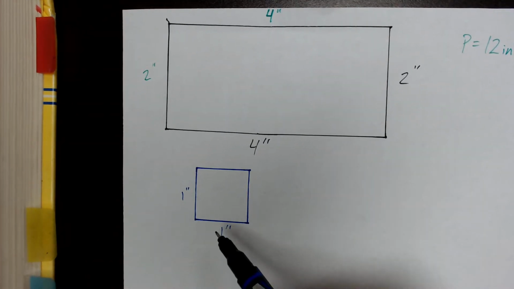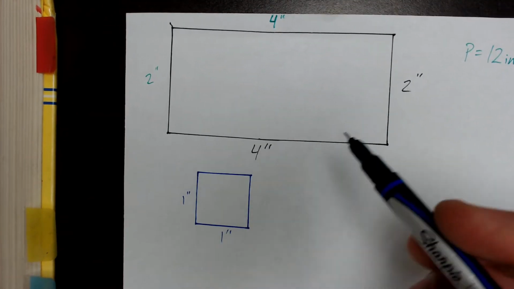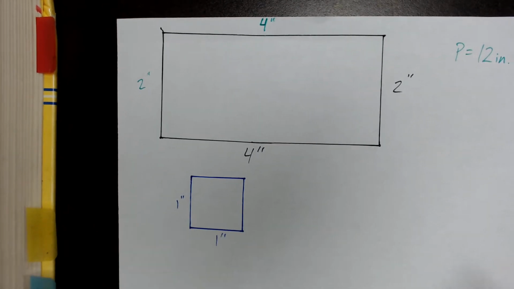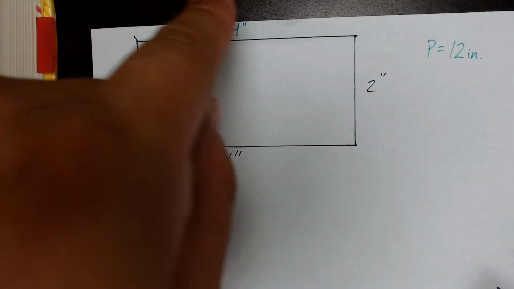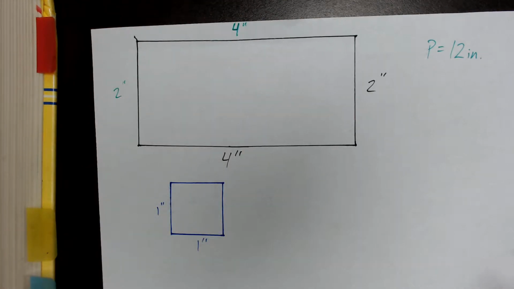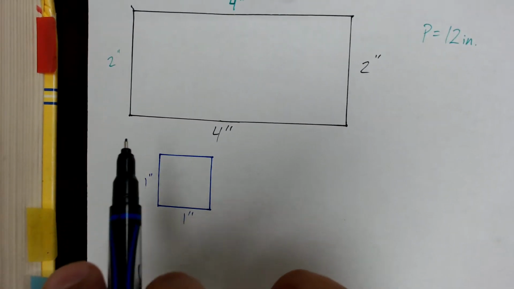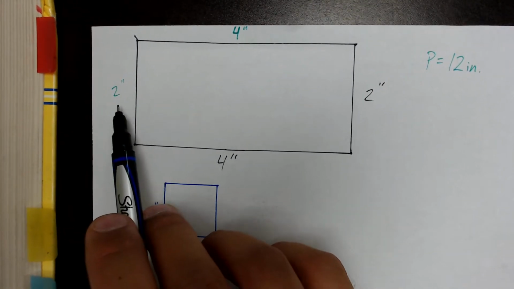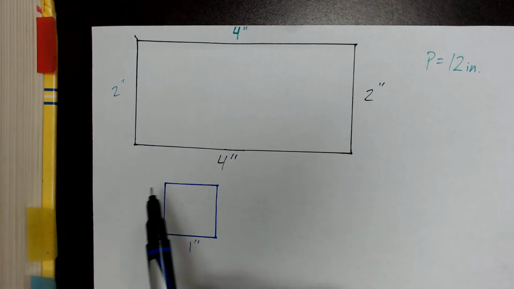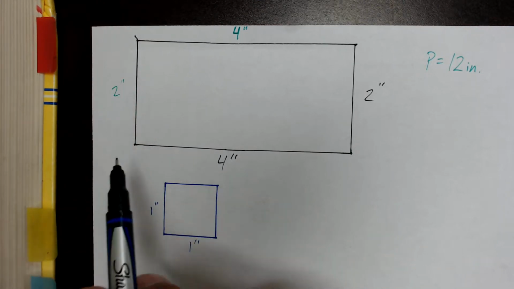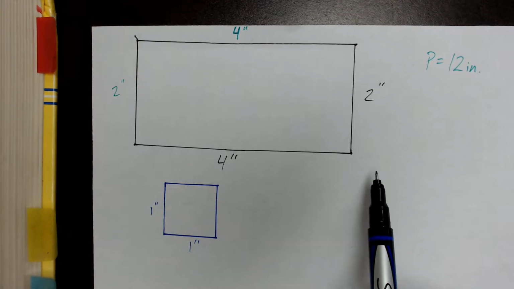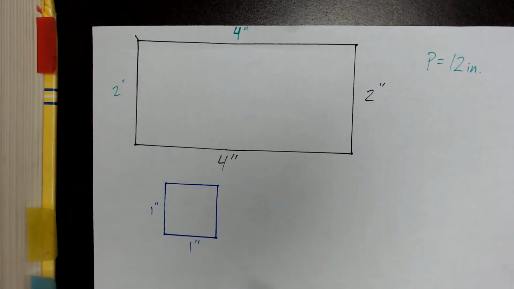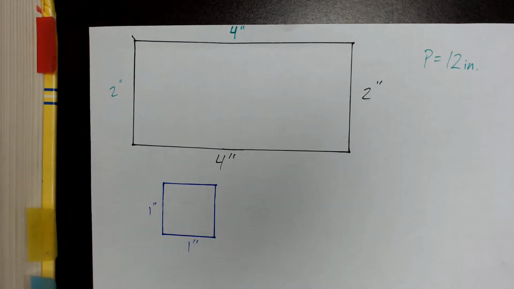Now, for area, we want to figure out how many of these squares will fit inside of this rectangle. How many of these 1-inch by 1-inch squares? So we've got two options. One, we could draw a bunch of these 1-inch squares inside the rectangle and see how they all fit. Or we could multiply. And so really quick, to find the area of this shape, what we do is we take the length of 4, we'd multiply it by the width of 2. Or you could say we could take the base of 4 and multiply it by the height of 2, and that would give us the total number of squares that'll fit.